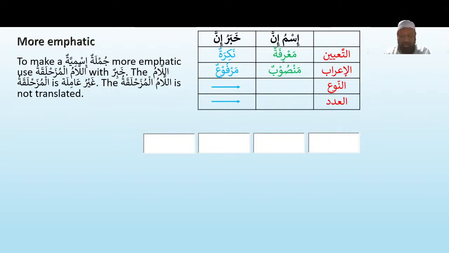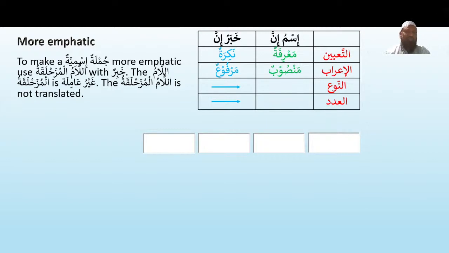But when inna comes at the beginning, lamul ibtida also comes at the beginning. Which is stronger? Inna is stronger. So when inna comes, lam has to move from the beginning of the sentence. Lam has to move because inna is stronger and inna's place is the beginning. So what does lam do? Lam goes to khabar. Lam goes to the khabar.